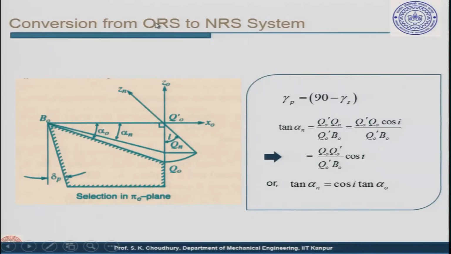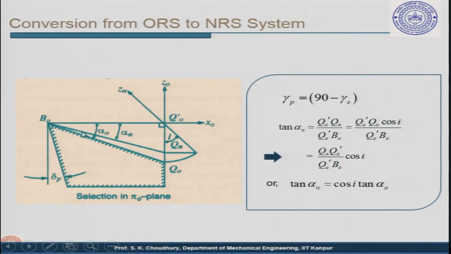All right. Since it is from ORS to NRS, we will take a section in the orthogonal plane, along the orthogonal plane, let us say this is the hashed one. So, the line B0 Q0 makes an angle with the line B0 X0 perpendicular to the cutting velocity vector, which will be the orthogonal rake system, because this is the rake angle, this is the rake plane, and this will be then the orthogonal rake angle.